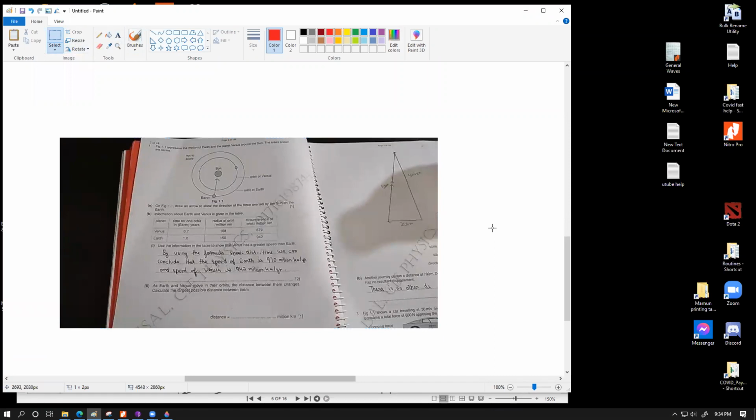Let's have a look over here. The question says that information about the Earth and Venus are given in the table. So these are the two time durations that both of these planets take to go around the Sun, and their radius of orbit is given in million kilometers, circumference given this way. The table says as Earth and Venus move in their orbit, the distance between them changes. Calculate the largest possible distance between them. Now try to think about it. What could possibly be the condition for which they could be farthest away from each other?